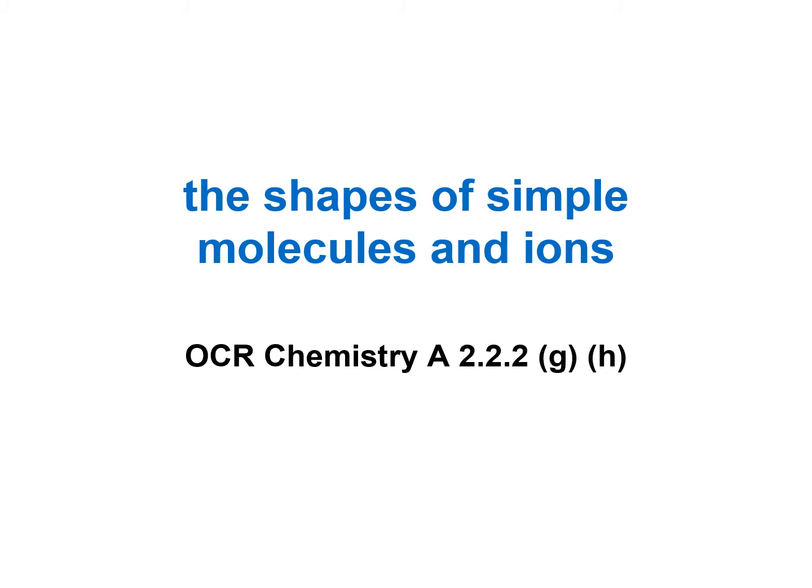The shapes of simple molecules and ions. So we're going to use valence shell electron pair repulsion theory to determine the shapes and bond angles within simple covalent molecules and ions.